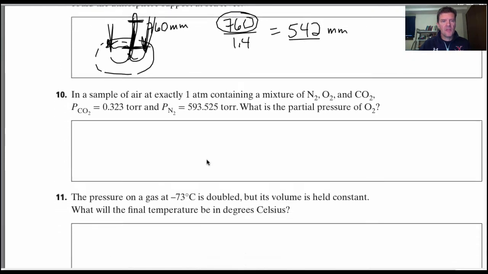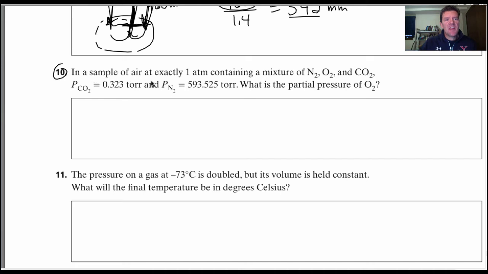Okay? Let's see here. Number 10, in a sample of air at exactly 1 atmosphere containing a mixture of nitrogen, oxygen, and CO2. Okay, now they're giving you the partial pressures. Here's the pressure just from the CO2. Here's the pressure just from the nitrogen. What is the partial pressure of oxygen? So notice this is torr, and this is in atmospheres. So we have to change the atmospheres to torr. That is, 1 atmosphere is 760 torr. So that means your total pressure, the pressure in the atmosphere, has to equal the total of the partial pressures.